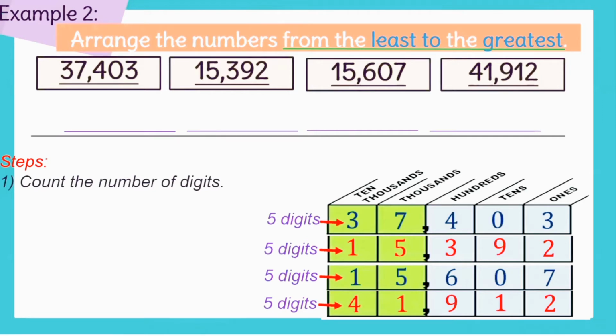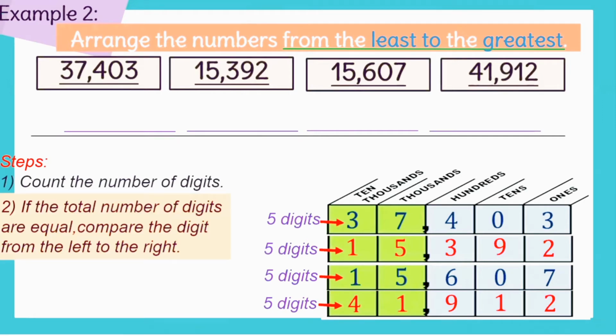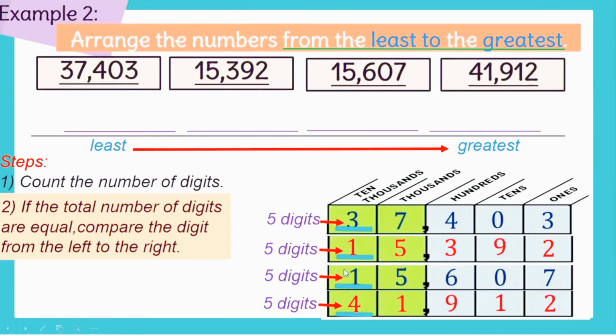So step 2, if the total number of digits are equal, compare the digits from the left to the right. That is from the left, which is the ten thousands place, to the right up to the ones place. So let's start with the ten thousands place. We are going to arrange the numbers from the least to the greatest. Least means smallest. So we all know 1 is smaller than 3 and also smaller than 4. So let's focus on these two numbers.